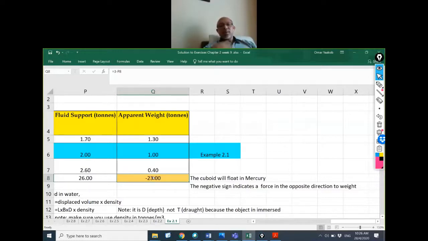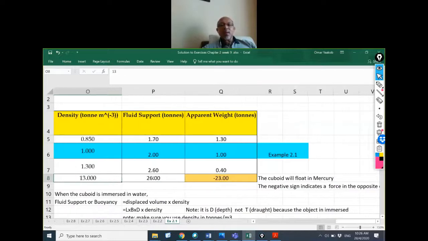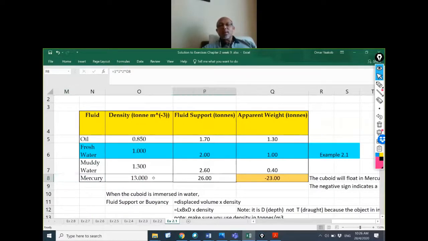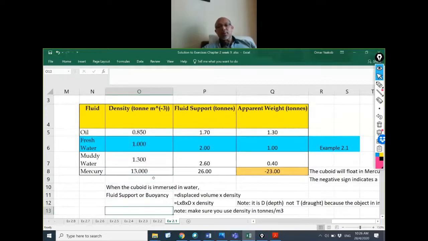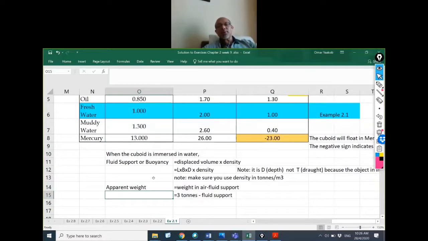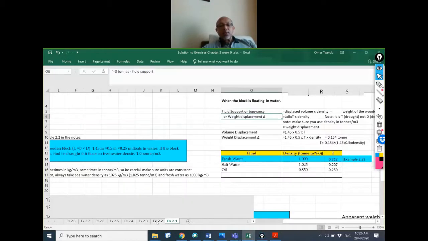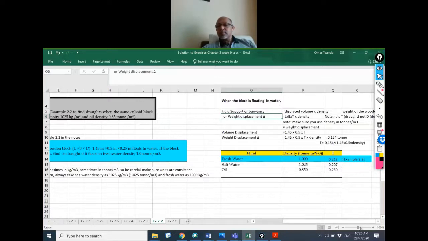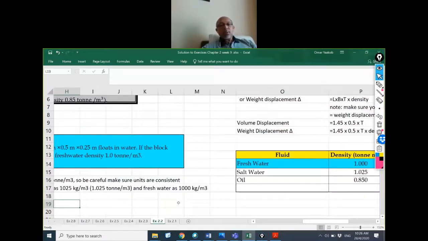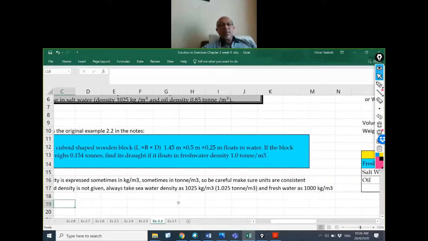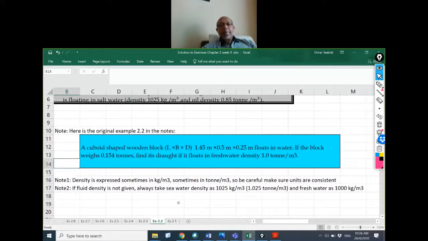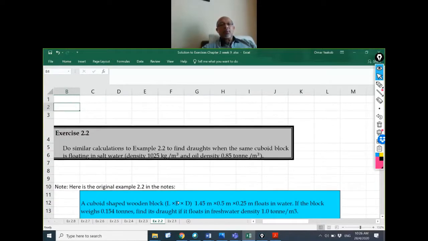It will float at a draft such that the value of the draft will create a volume that multiplied by the density of the mercury will be the same as the weight of the box, which is 3 tons. So you can calculate the draft in fact of this object if you want. So that's exercise 2.1. 2.2, we are looking for draft.